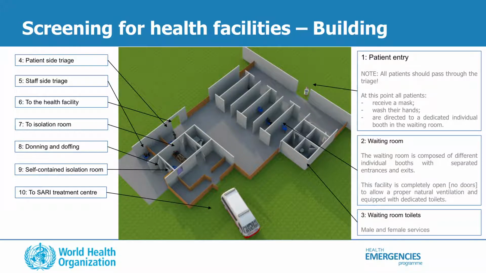Right from the waiting room, patients should access the screening area, which is divided into 2 zones, one for the patient and another for staff. This spatial separation allows staff to screen a patient without wearing any personal protective equipment. After the screening, patients can either be moved direct to the health facility if the case definition is not met, or be kept in a temporary isolation room while waiting for a referral towards a SARI treatment center.